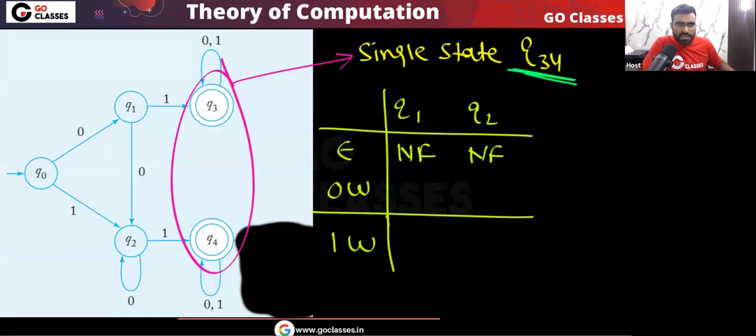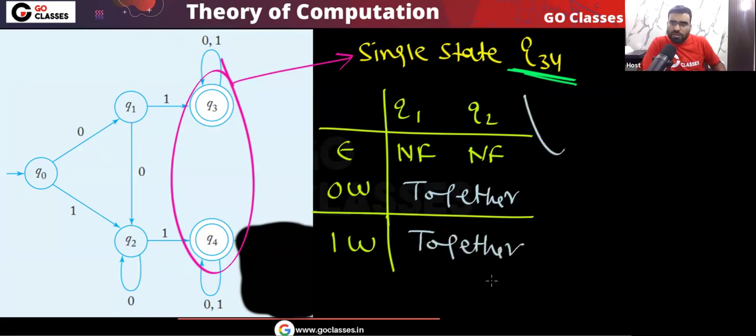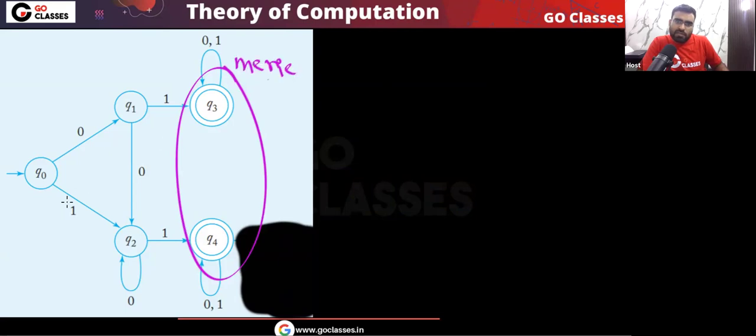So can I say that Q1, Q2, if the string is starting with 0, then also both are together. If the string is starting with 1, then also both are together. So can I say they are equivalent? Yes, they are equivalent. Is this clear? So Q1, Q2 are equivalent. Remember what we found so far: they are equivalent. We will merge them.